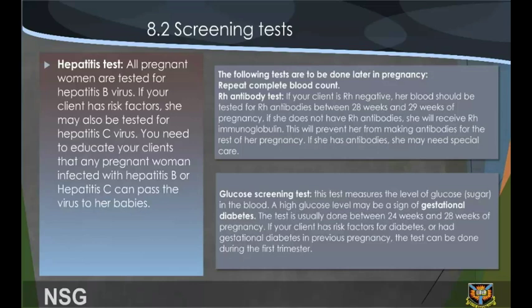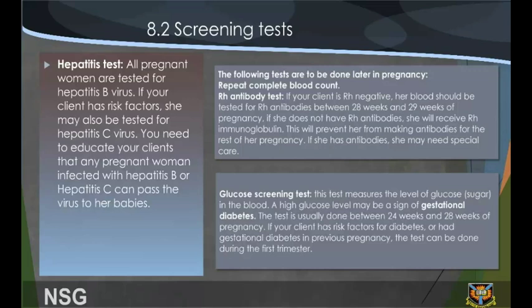If your client is rhesus negative, her blood should be tested for rhesus antibodies between 28 weeks and 29 weeks of pregnancy. If she does not have rhesus antibodies, she will receive rhesus immunoglobulin. This will prevent her from making antibodies for the rest of her pregnancies. If she has antibodies, she may need special care.